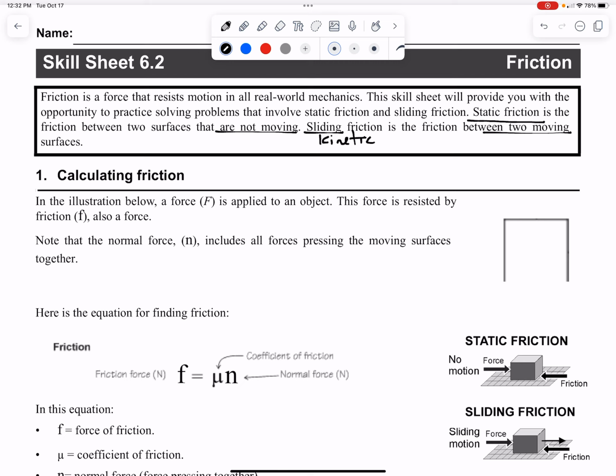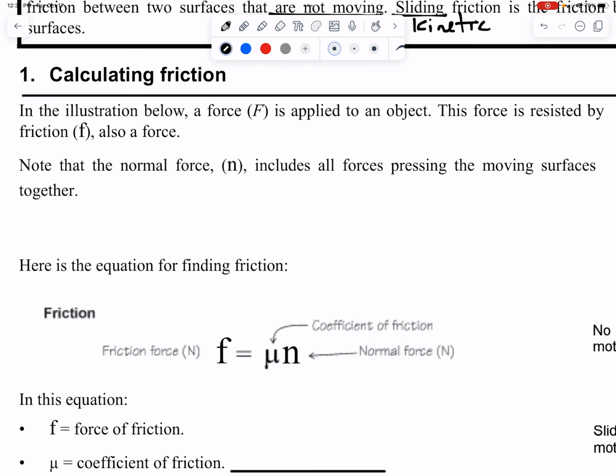A couple of variables you're going to need to know when you do your work. Number one, the friction variable, which has the unit of newtons, is the lowercase f. N, the normal force, also has the unit of newtons. And mu, this little variable that kind of looks like the letter U with a kickstand out in front, is the Greek letter mu, and it stands for coefficient of friction.